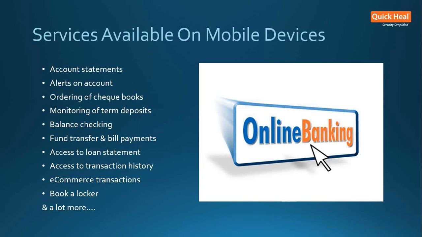Moving ahead, what are the services that are available on mobile devices? Most commonly, the mobile devices are used for online banking to check your account statements. Second is alerts on your account. So there's a credit alert, or there's a debit alert. There's alerts for payments, checks that's been deposited, or amounts deposited to your accounts. You can even order checkbooks using online banking. You can monitor your term deposits. You can check your balances. You can transfer funds, make bill payments, and if you are holding a loan account with the bank, then you can access your loan statement. You can access the transaction history on your account. You can check for all the e-commerce transactions, or rather all the transactions that you have done using your debit card or your credit card or your internet banking facility. You can also book a locker, and so many things that you can do using online banking.